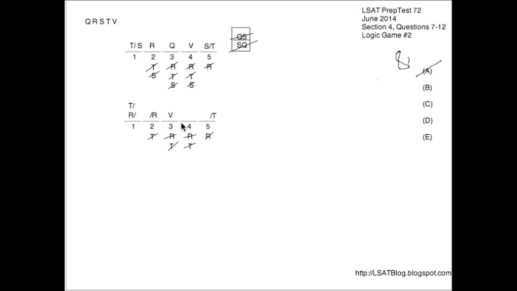Q and S would be interchangeable on 2 and 4. So that would not fully determine everything, and B is gone. Looking at C, S is second. Well, if S were second, again that's only happening within the bottom diagram.